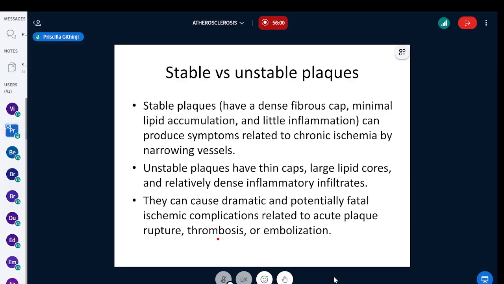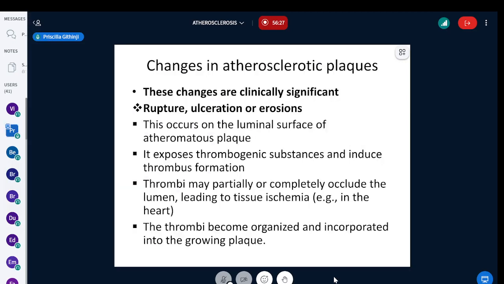And when you have plaque rupture, you get thrombosis, or where you have rupture and you have release of the substances that are within this plaque, then they go and embolize in other vascular beds and cause effects on those vascular beds. Like, for example, if it embolizes and goes to the brain, then it will cause ischemia in the brain. If it goes to the kidney, it's going to cause ischemia in the kidney. So those are the effects of these atheromatous plaques.